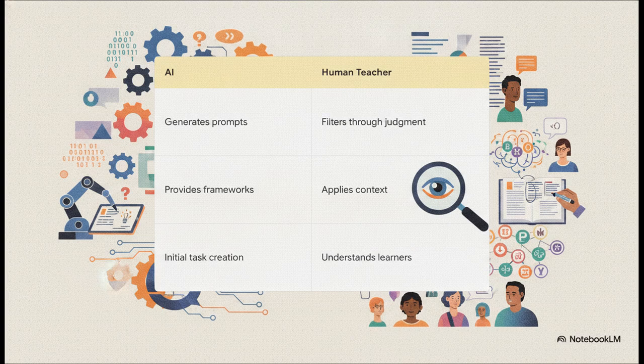We're all stretched thin. This is exactly where we can use artificial intelligence to do the heavy lifting. AI is fantastic for generating prompts, providing structural frameworks, and churning out initial task ideas. It is a massive time saver. But, and this is a big but, the magic only happens when you, the human teacher, step in. You have to filter those AI outputs through your own pedagogical judgment. You're the one applying contextual awareness because only you understand your learners' unique, complex realities. You use the AI's framework, for sure, but you adapt the content to fit the human.